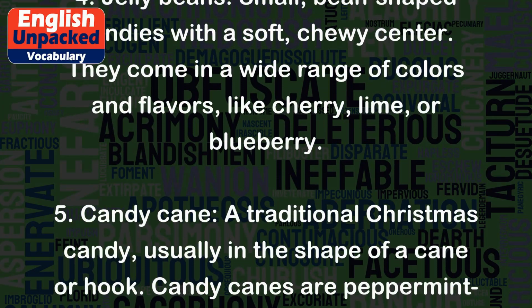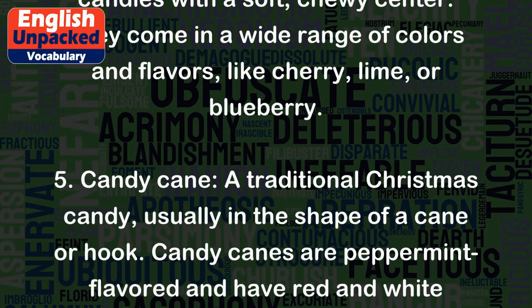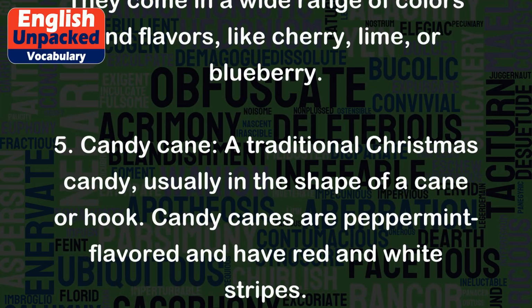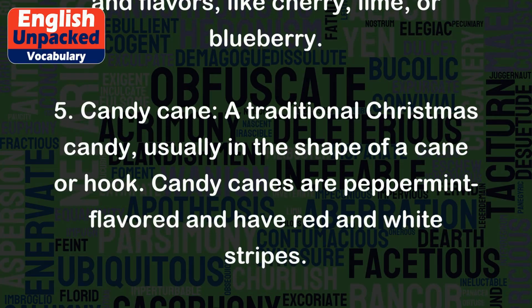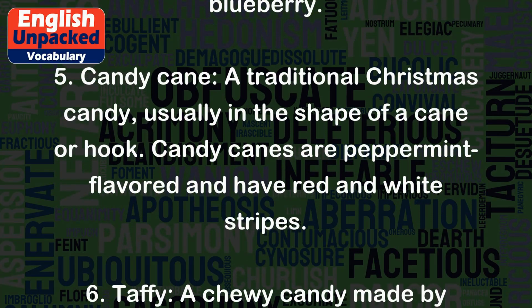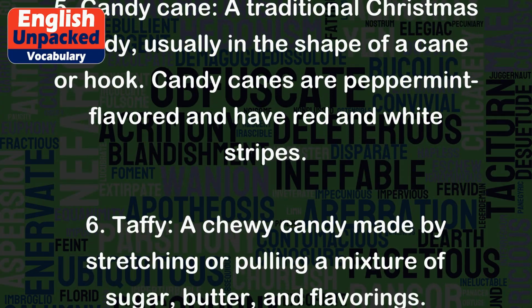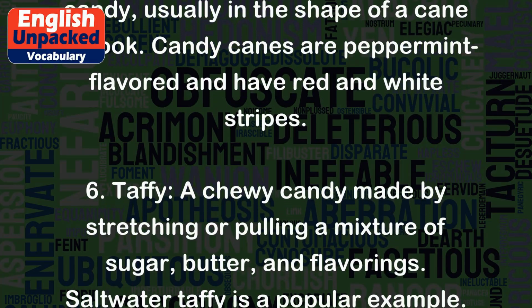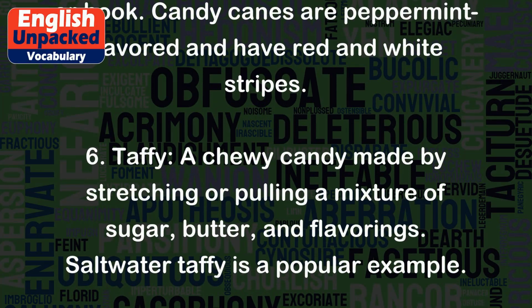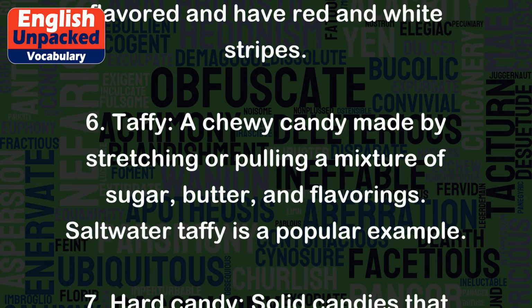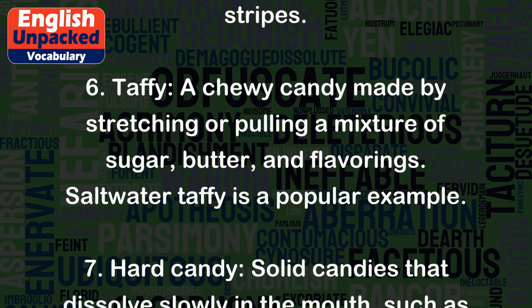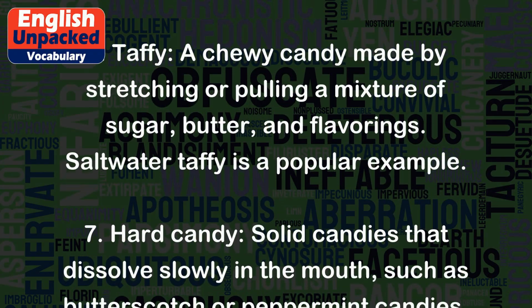5. Candy cane. A traditional Christmas candy, usually in the shape of a cane or hook. Candy canes are peppermint flavored and have red and white stripes. 6. Taffy. A chewy candy made by stretching or pulling a mixture of sugar, butter, and flavorings. Saltwater taffy is a popular example.